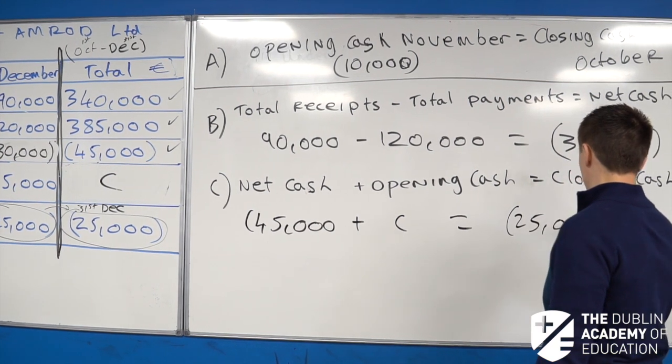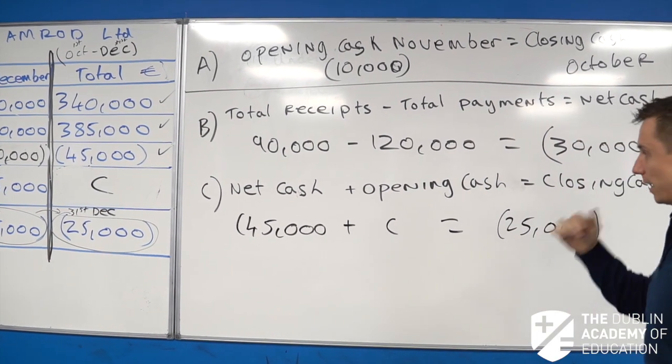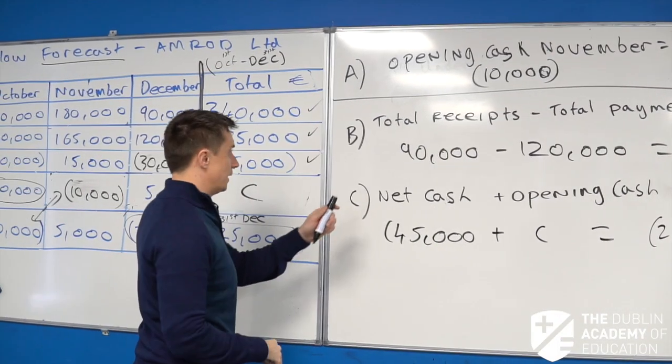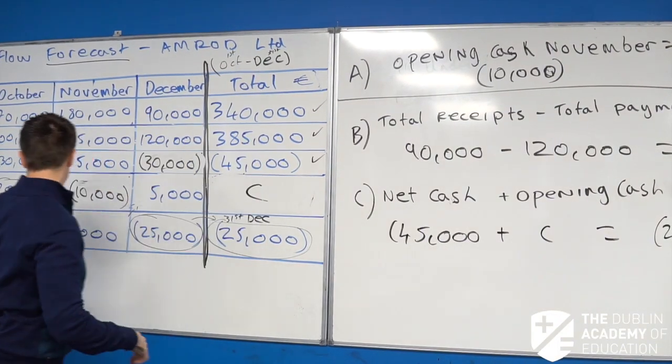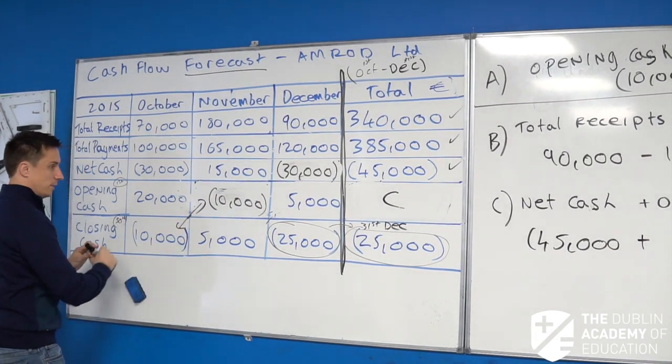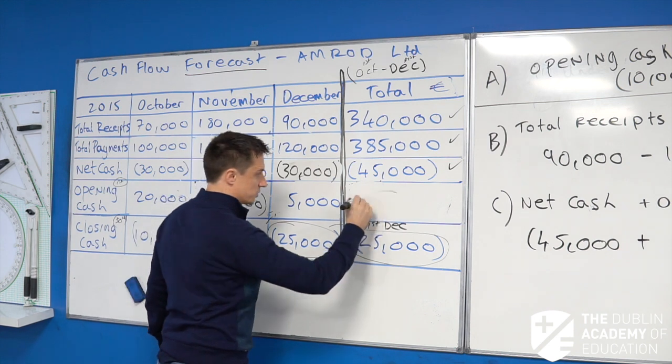So what I can always do is, there's two ways to go about this question. First thing we know is that they want us to know the opening cash overall. So straight away I can look over here, and I know that these two figures are always the same. So straight away I know that I can put this in as 20,000.